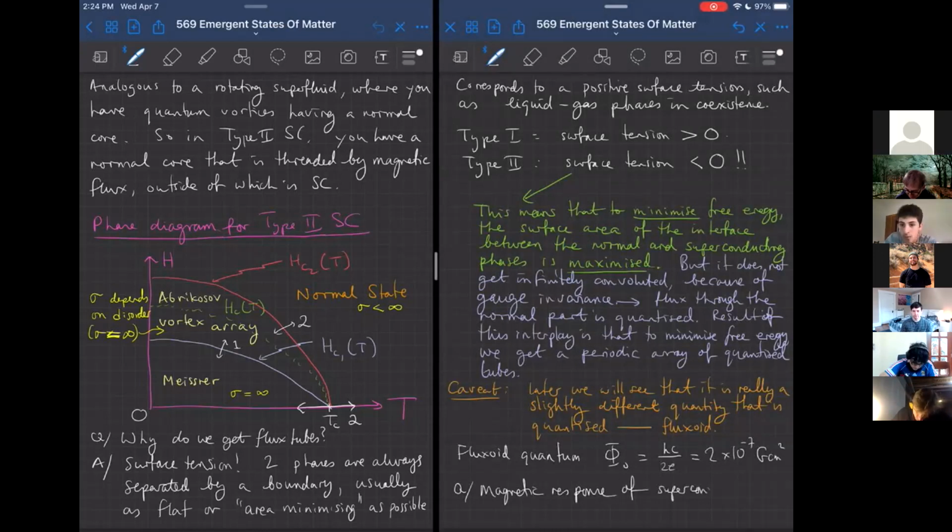Can I ask a question first? Sure. So the green writing there is saying that the negative surface tension means that the interface between the normal and superconducting regions wants to be as convoluted as possible. So the flux quantization restriction is saying that the area has to be some set value, right? Why does that keep it from getting infinitely more wrinkled with area preserving deformations of the interface?